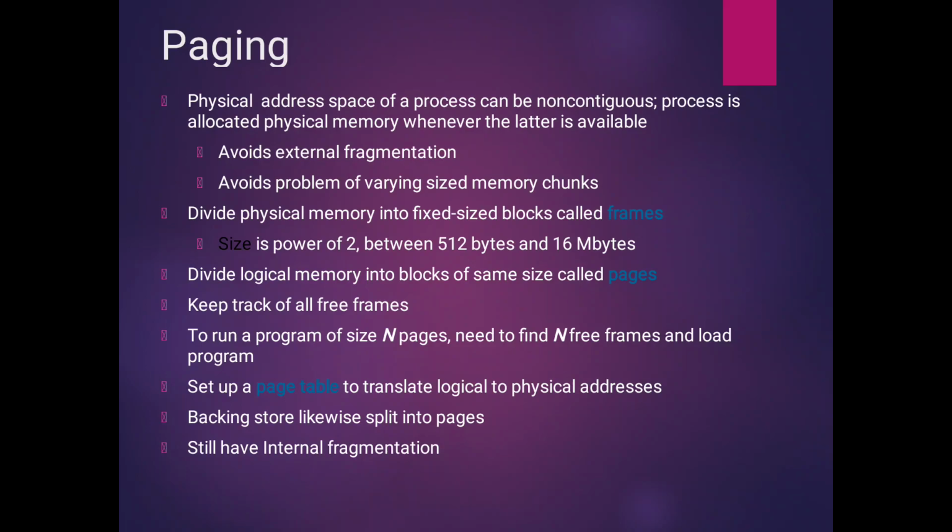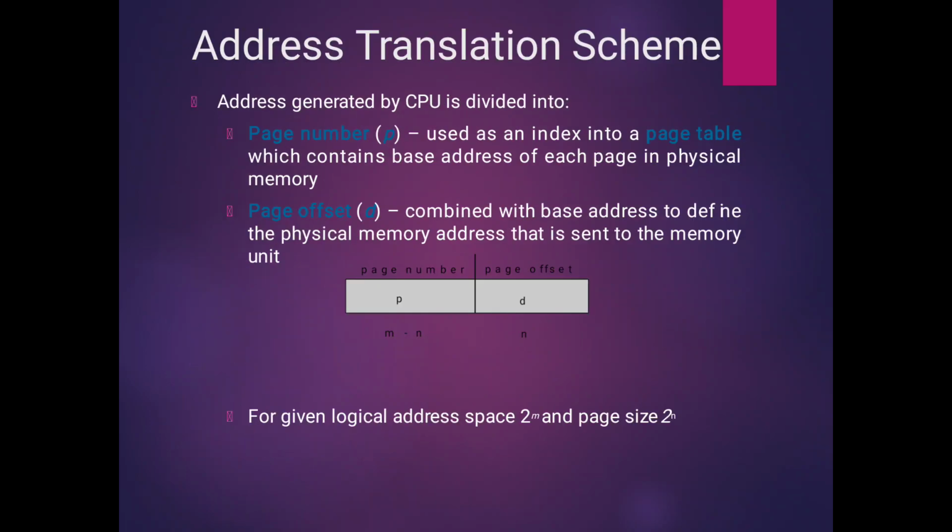So divide the logical memory into blocks of the same size called pages. Keep track of all the free frames. To run a program of size n pages, we have to keep n frames free to load the program. So set up a page table to translate logical to physical address. The backing store is likewise split into pages. We still have internal fragmentation.